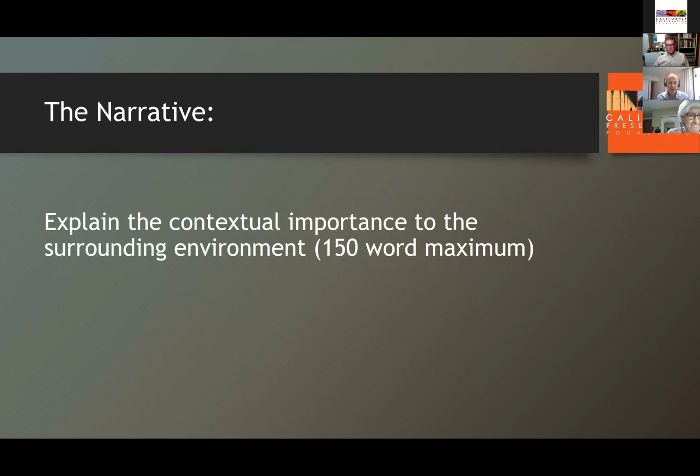So this, the contextual importance is typically most important if we're looking at a contextual infill project, one that might be a new addition within a historic district, addition to an existing building that's part of a rehabilitation project. So this is just trying to give us some better understanding of how what you did fits with the surrounding environment. Next.